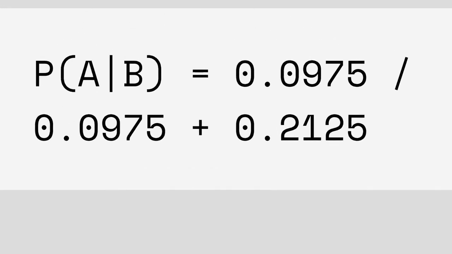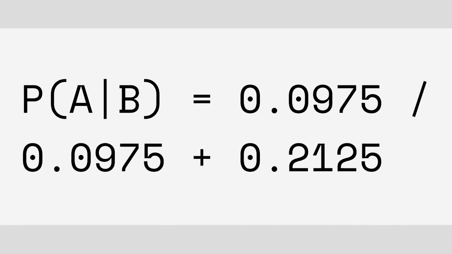Okay, so 0.15 times 0.65 is 0.0975. So we fill that in for the left-hand side of the denominator. Okay. Now, and then 0.85 times 0.25 is 0.2125.